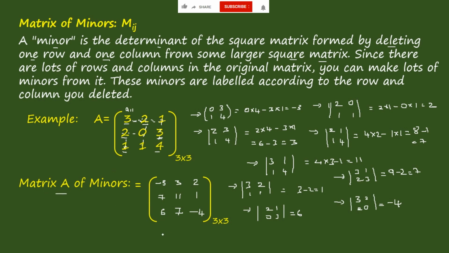Now in this particular case, since there are lots of rows and columns, in an ordinary matrix you can make lots of minors from it. These minors are labeled according to the row and column you delete. Whichever element you delete, the determinant goes there only.